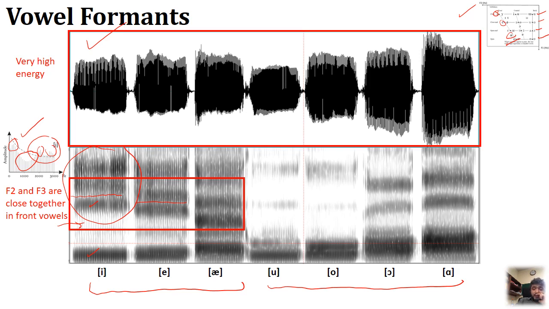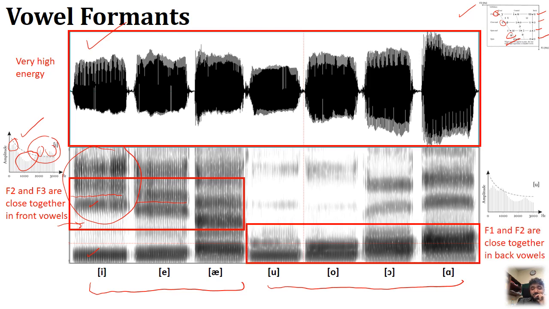All right, for the back vowels, the friendships change. So you see a friendship between F1 and F2. F1 and F2 are very close to each other, so close that they move up together. In these cases, it almost seems like one big formant. So these are F1 and F2 almost merged together. And this is why it's happening.